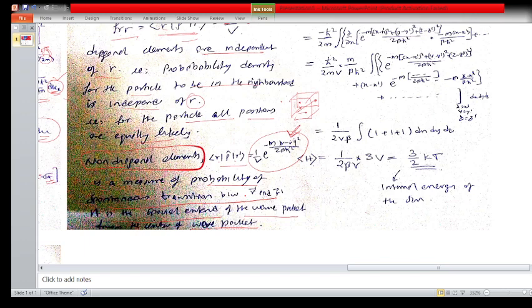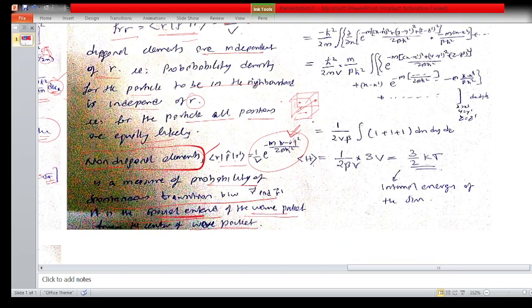So if you are considering the diagonal elements, then it is independent of r. That means the probability density is independent of r in that particular case. But if you are considering non-diagonal elements in the density matrix, what do they represent? They represent the spatial extent of the wave packet. So what does that mean?